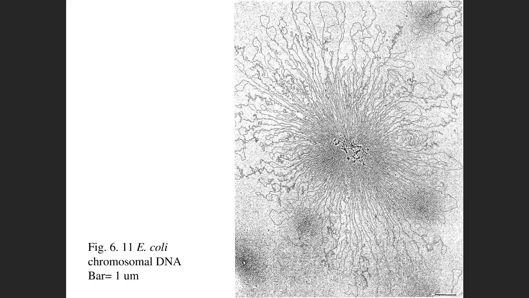Okay, so what the picture shows you is these, if you follow these loops, you can actually see there's a loop that goes out and comes back. And this shows you a bar. Where's the bar? The bar is 1, okay, so it's 1 micrometer. And we know E. coli is what? Anyone want to venture? The size of E. coli?